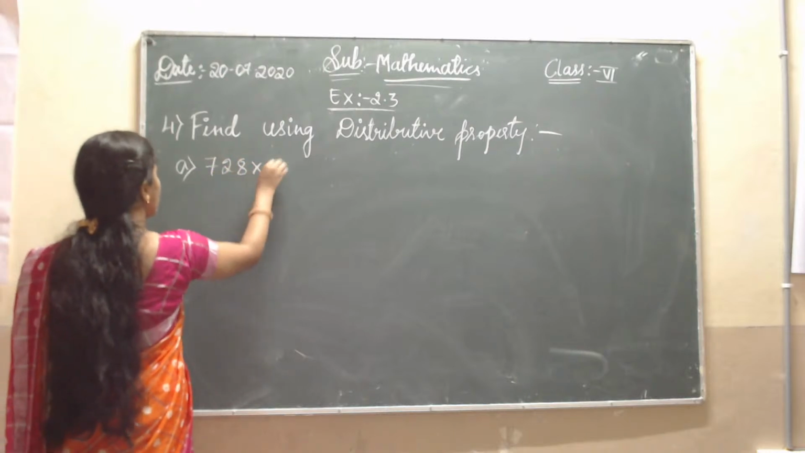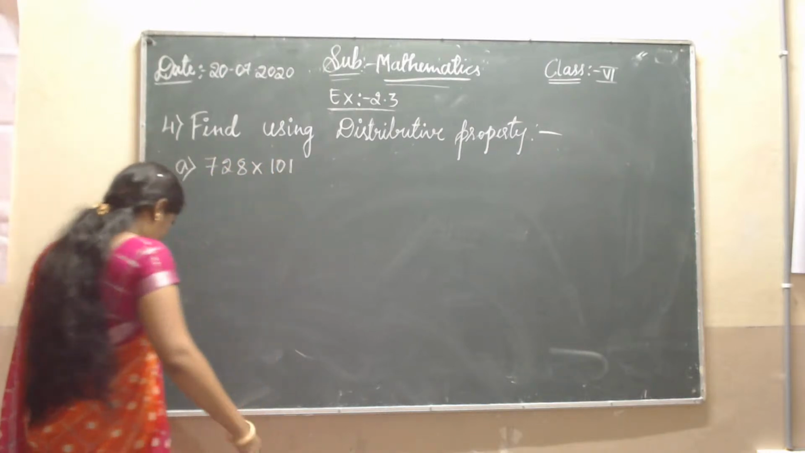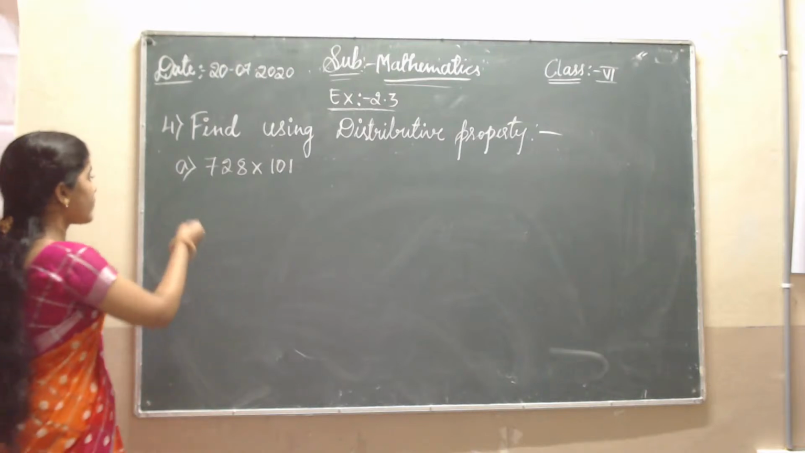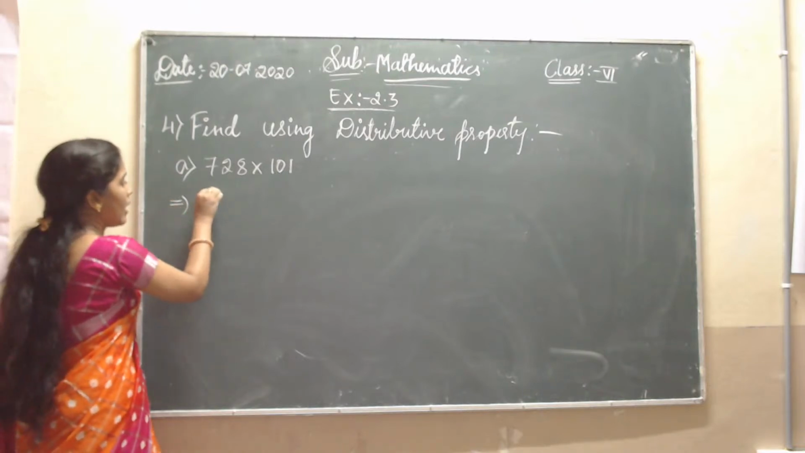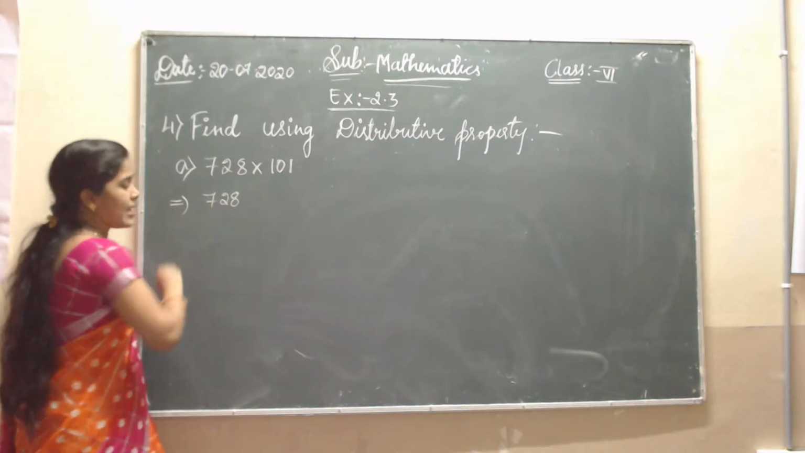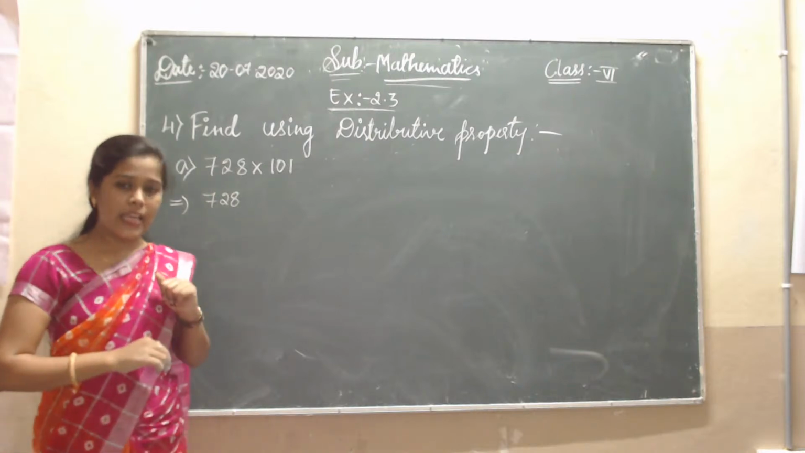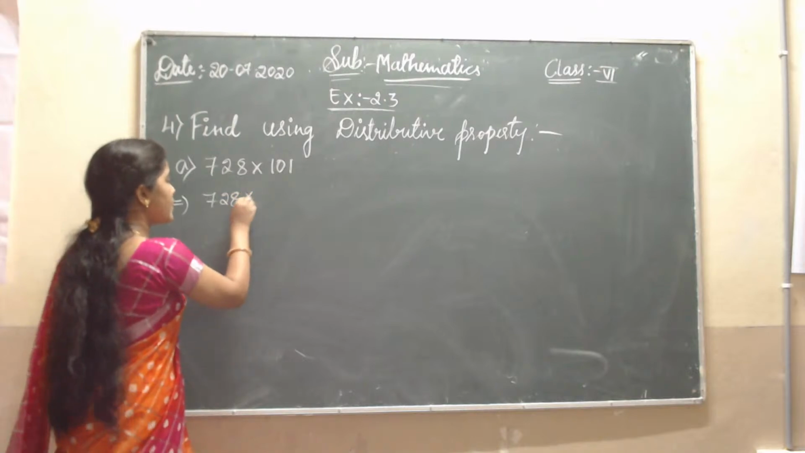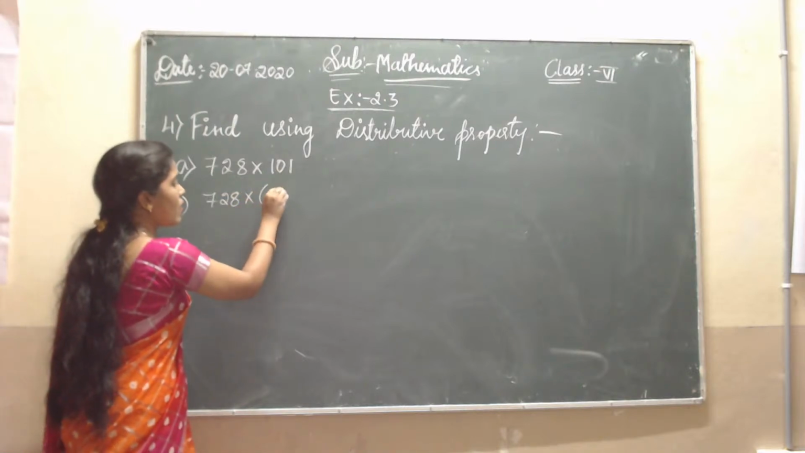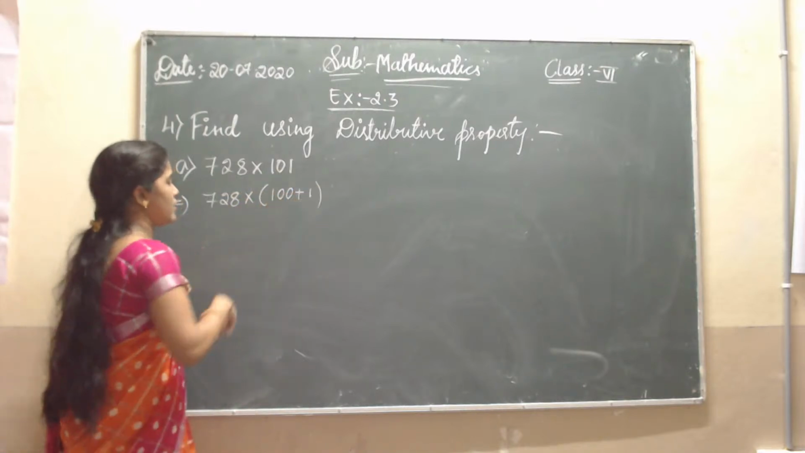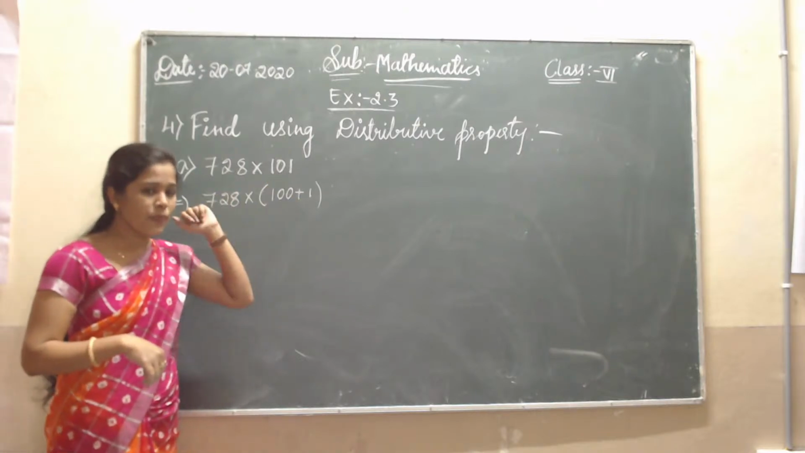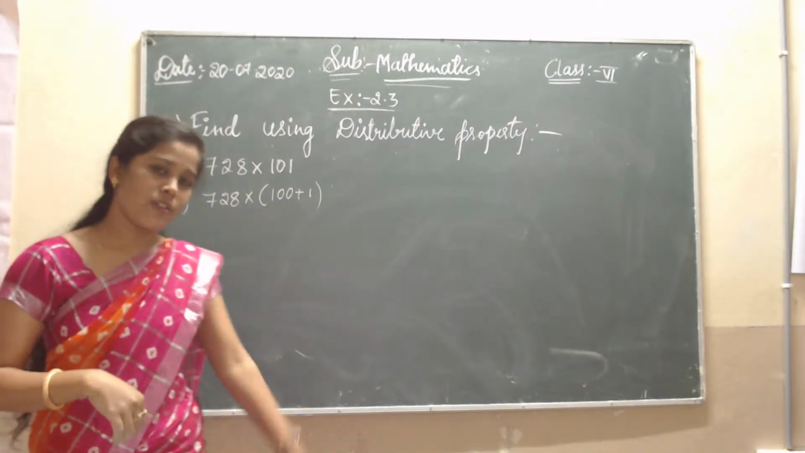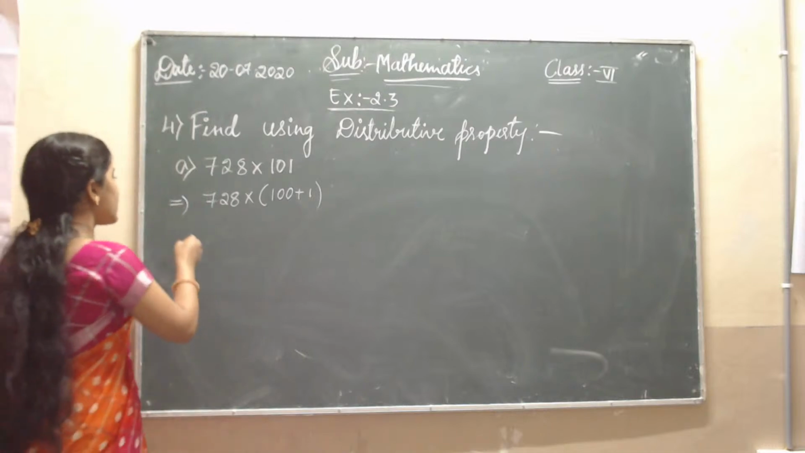In that, 728 into 101. See, a previous problem we have solved. 728 keep as it is. Split 101 as 100 plus 1. 100 plus 1 also is 101.